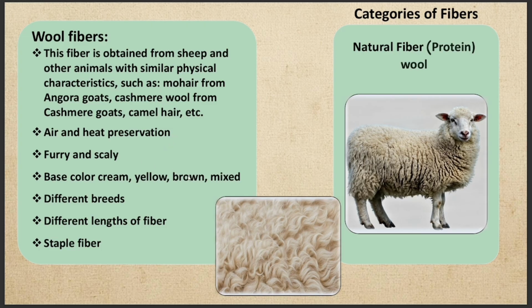Base color: cream, yellow, brown, mixed. Different breeds. Depending on the animal species, there are different breeds of wool, each bringing its own inherent properties to the fibers. Different lengths of fiber. Staple fiber. These fibers are also classified as staple fibers, but they have different lengths compared to cotton, and their spinning system is different, which we will cover in later sections.